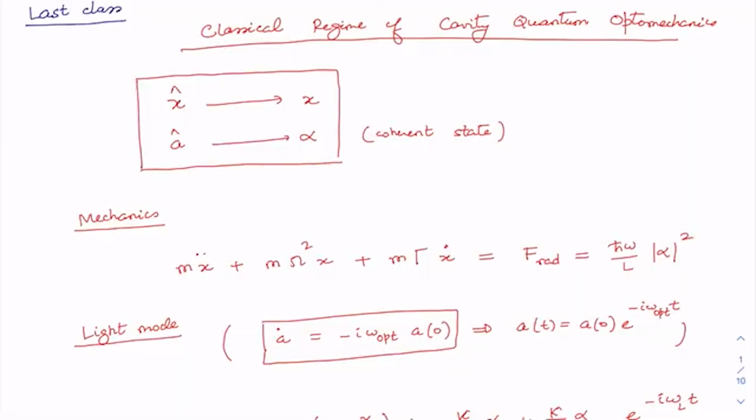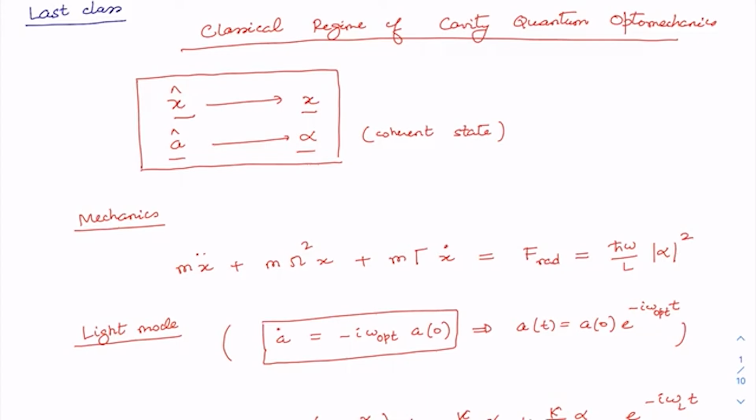So let us begin. In the last class, we started discussing the classical regime of cavity quantum optomechanics with the goal that it will later on help us in understanding the quantum regime better. In the classical limit, we replace the position operator x cap by the corresponding classical variable x, while the light field, which is represented in the quantum regime by the annihilation operator a cap, is replaced by the coherent state alpha, which is the most classical state of a harmonic oscillator.